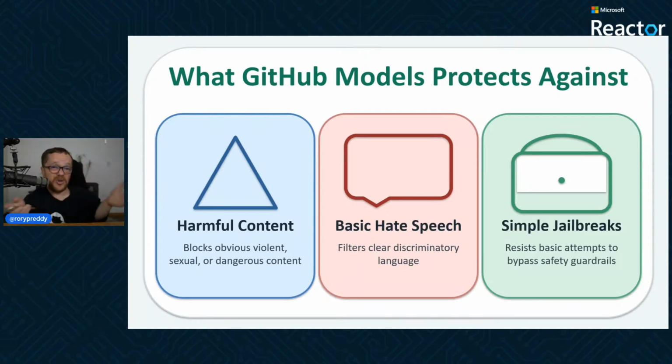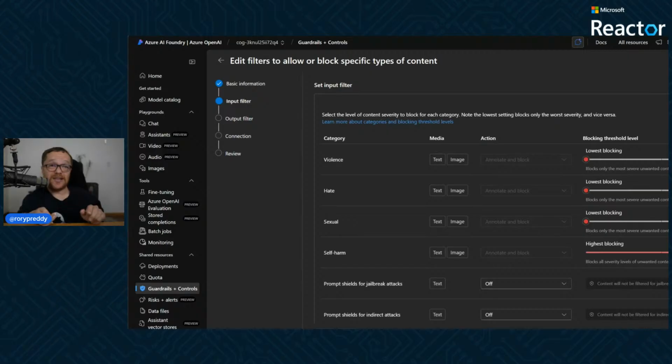But at the same time, you don't want to really do that, and you can't really do that, because we filter and we also monitor, and we can actually block your GitHub accounts. Once you have that, you really want to use Azure for production. So this is one of my models, and then I go into the guardrails and controls, and you can actually set the blocking threshold.